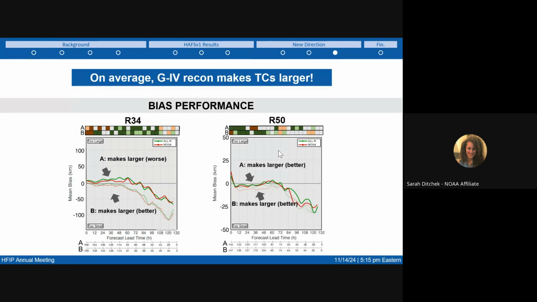And here are the results for R50. TCs were initially too small for both HAFS versions, with HAFS V2B having a larger small bias than HAFS V2A. And while the G4 recon made TCs larger in both versions, it reduced the bias more in B. And this led to more improvement in B than in A. And note that these same types of bias trends were also found in HAFS V1.